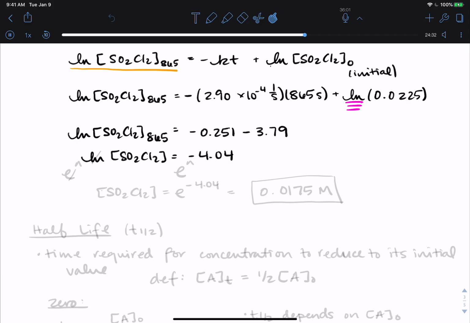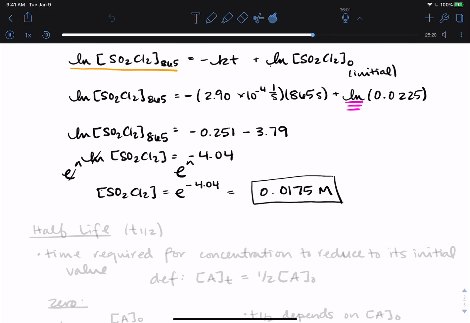And now exactly like we did with 10 to the whatever power to get something out of a base 10 log, to get something out of a natural log, we'll put both sides as the exponent for e because it's a natural log. So that will get rid of this log. And so we'll be left with the concentration of SO2Cl2 being equal to e to the negative 4.04, which is 0.0175 molar.